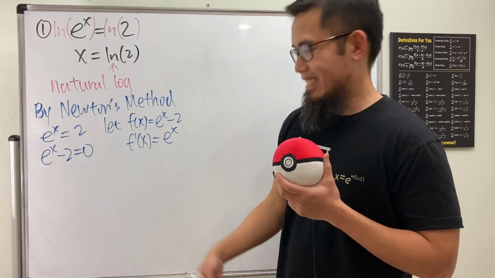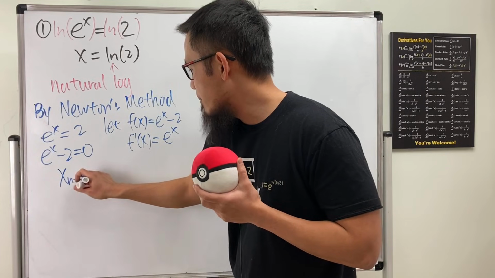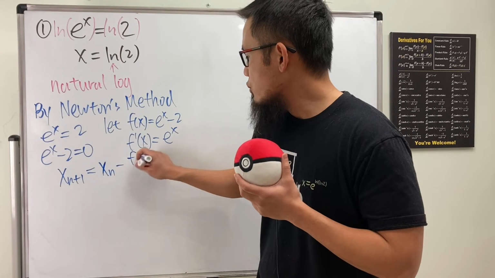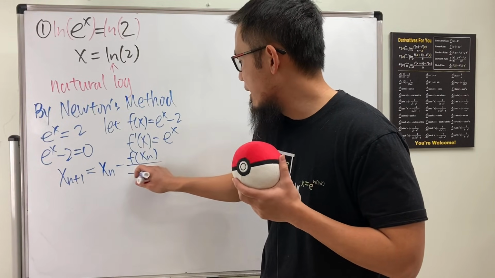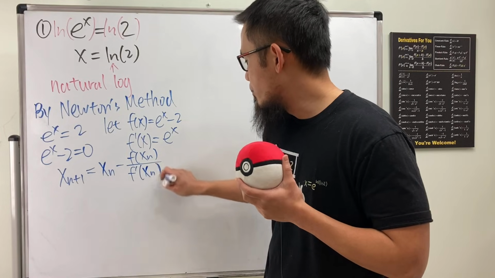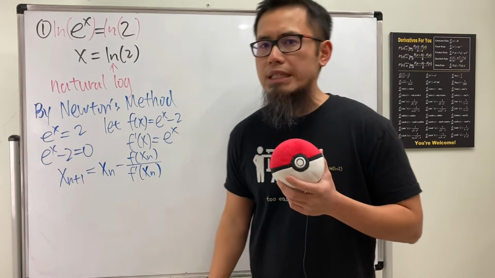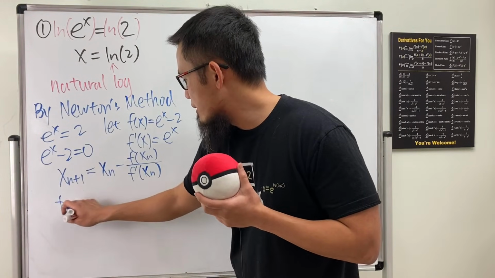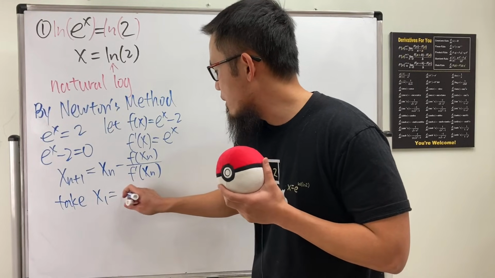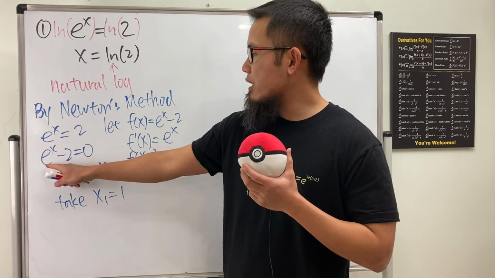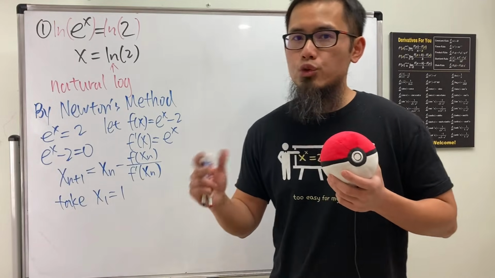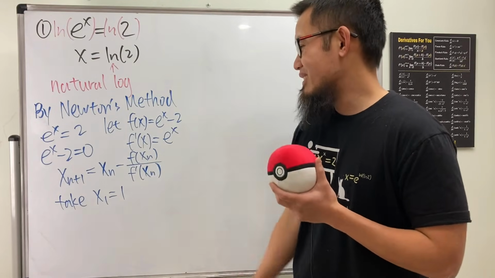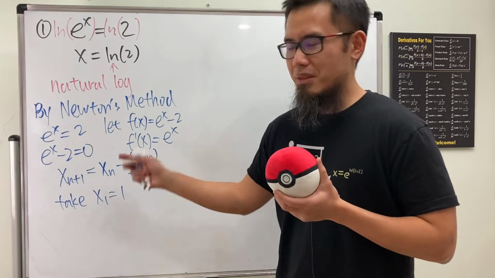So far, so good. Now the formula is x_(n+1) is equal to the previous x value minus the function at the previous x value divided by the derivative at the previous x value. And what you have to do is start with an initial guess. Right here, I'm just going to say I will take x_1 to be 1. Why? Because I'm looking at this as e to the first power, which is about 2.718, and then minus 2, pretty good, right? Not really, but you get the idea. You can also start with 0, etc.